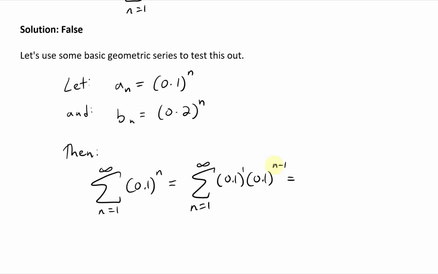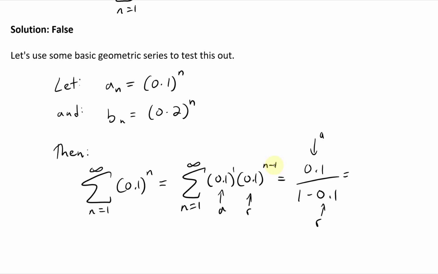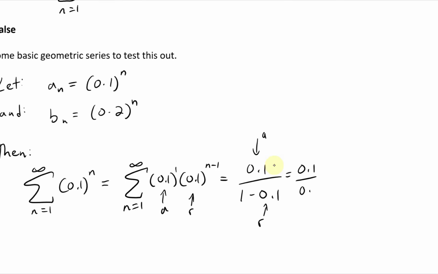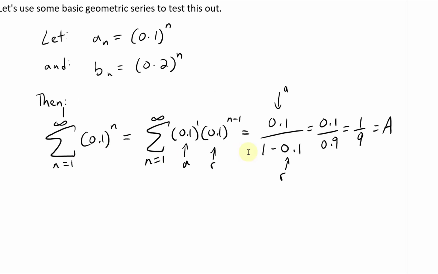So this equals, we know this is going to be a, which is 0.1, and this is our r, so they're both the same. So this is going to be 0.1 over 1 minus 0.1. So 0.1 over 0.9. You can multiply by 10 on both sides and you'll notice that it cancels out, or you could just do that in your head. It's going to be just 1 over 9. So 0.1 divided by 0.9 is 1 over 9, and this equals our capital A. All right, so that is for A.